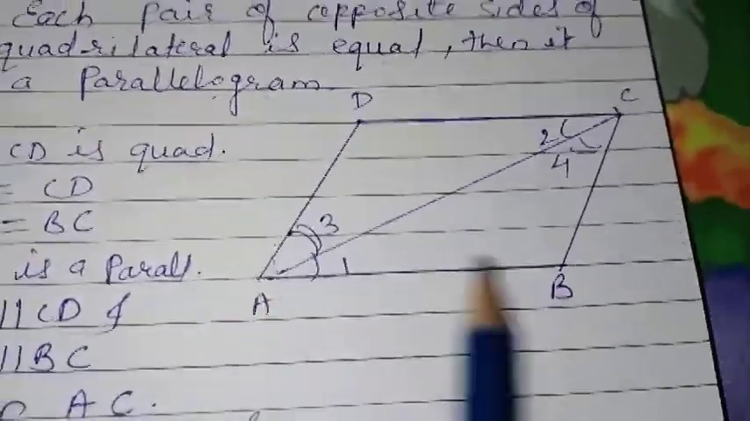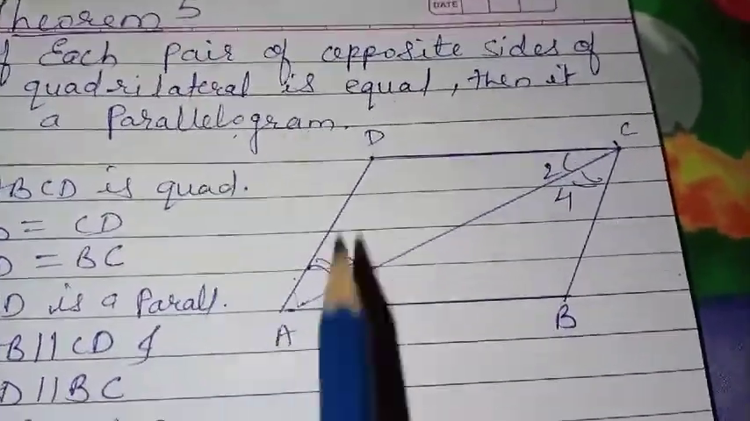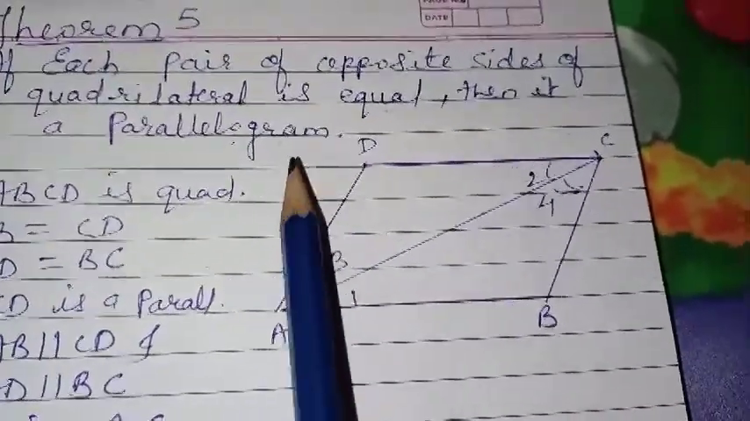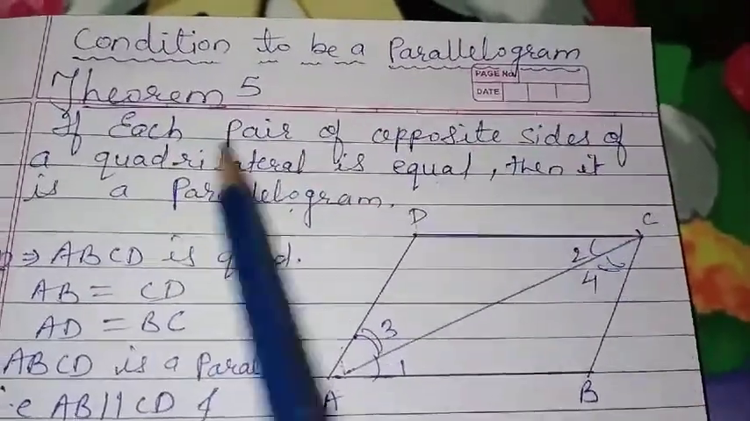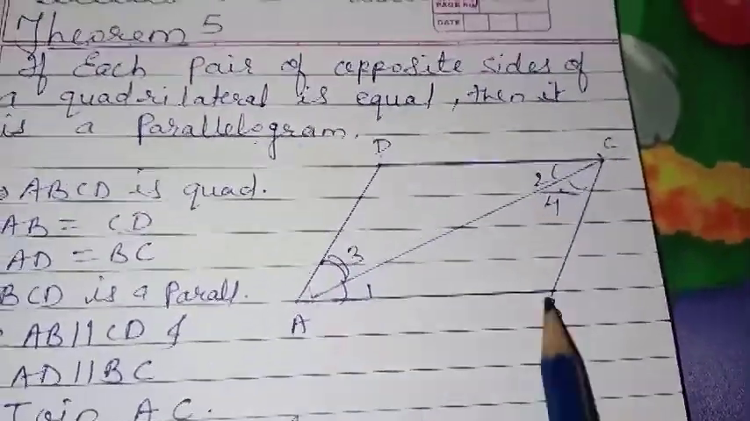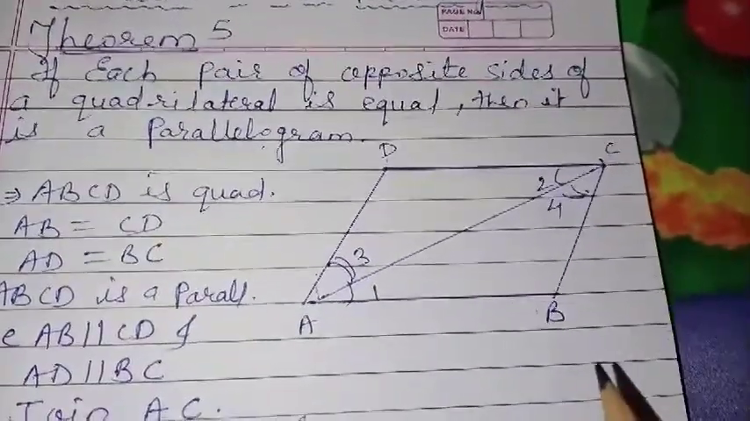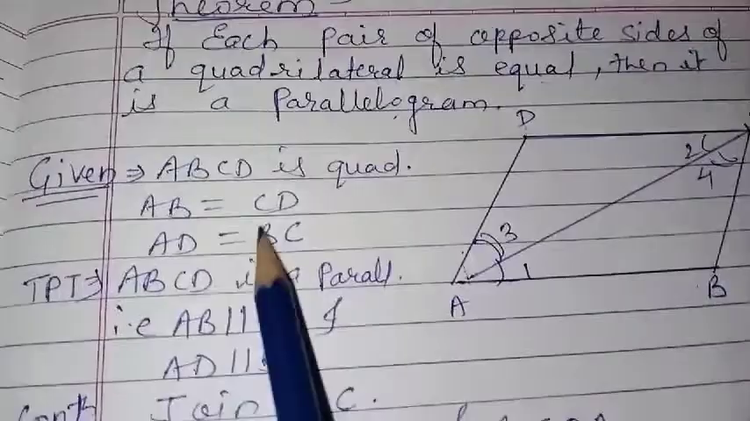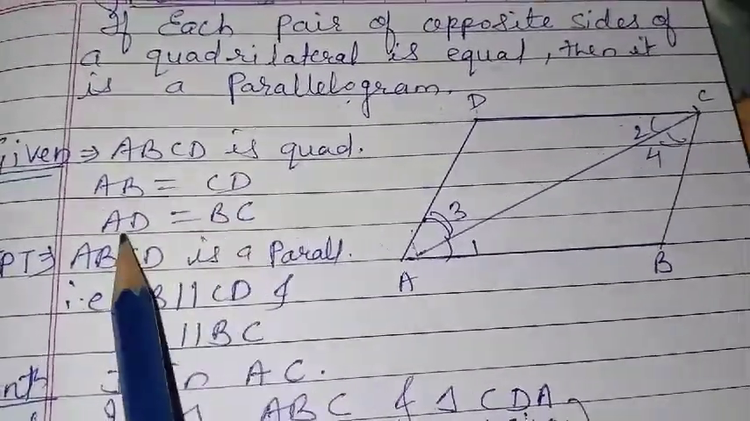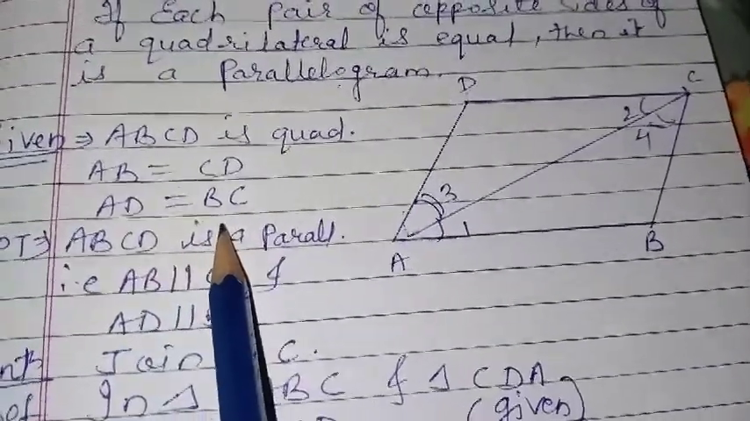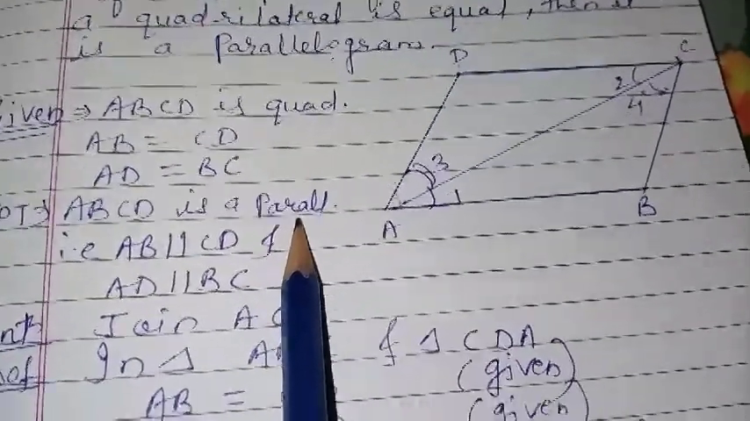According to the given, a quadrilateral is drawn ABCD, and as we need to prove it a parallelogram, I have drawn the diagram of a parallelogram. What is given? ABCD is a quadrilateral and each pair of opposite sides is equal. That is AB is equal to CD and AD is equal to BC. This is given, right? Now we need to prove that ABCD is a parallelogram.